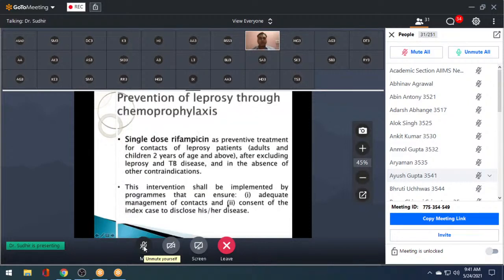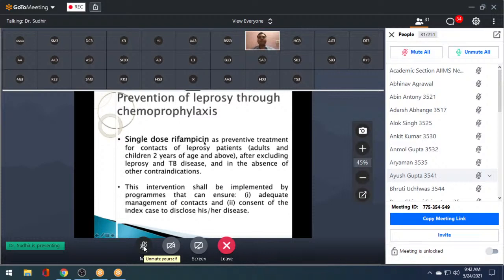Okay. Coming to prevention of leprosy, yes, there are some options available for preventive prophylaxis also, chemoprophylaxis. If a person is in close contact with leprosy cases, then some chemoprophylaxis can be administered. What is this? A single dose of rifampicin as a preventive treatment for contacts of leprosy patients, adults and children 2 years of age and above, after excluding leprosy and TB disease, in the absence of other contraindications. If the subject is in close contact, is more than 2 years of age, and is found to be negative for leprosy and TB, then you can give a single dose of rifampicin.